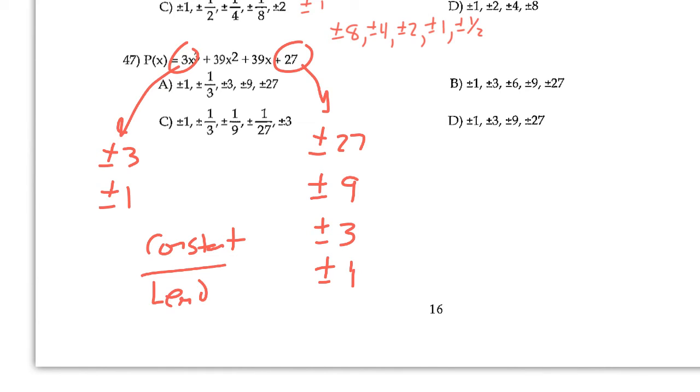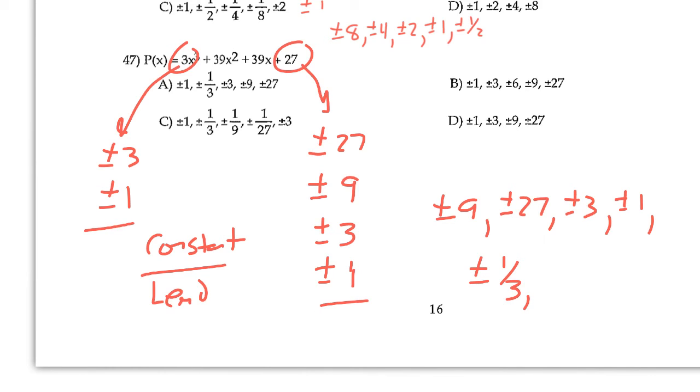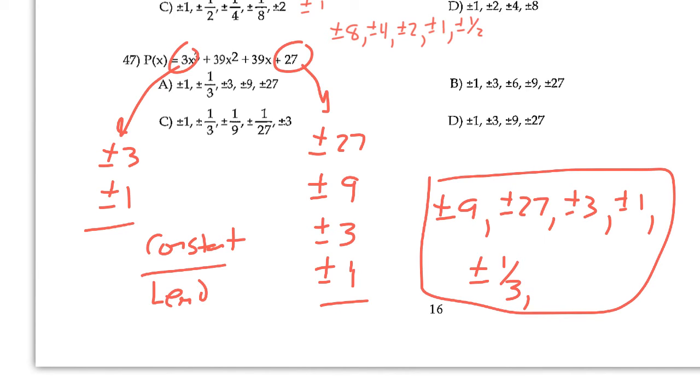So positive and negative 27 on top of positive and negative 3 would be positive and negative 9. 27 on top of 1 would be positive and negative 27. 9 on top of 3 would be positive and negative 3. 9 on top of 1 would be positive and negative 9. I already have that. Positive and negative 3 on top of positive and negative 3 would be positive and negative 1. And finally, positive and negative 3 put on top of 1 would be positive and negative 3, but I already have that. Positive negative 1 on top of 3 would be positive or negative 1/3. And finish out with positive negative 1 on top of positive negative 1, and that is already positive negative 1, which I already had. So we're looking for the one that has all of those as potential zeros.